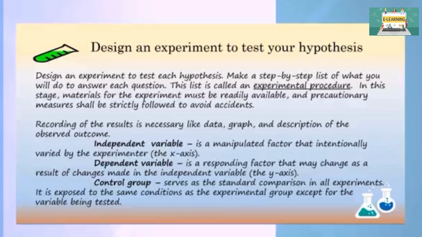There are 3 variables in an experiment. First one, we have the independent variable, or a manipulated factor that is intentionally varied by the experimenter. In a data or in any graph, it is placed in the x-axis. The dependent variable is a responding factor that may change as a result of changes made in the independent variable, or plotted in the y-axis.